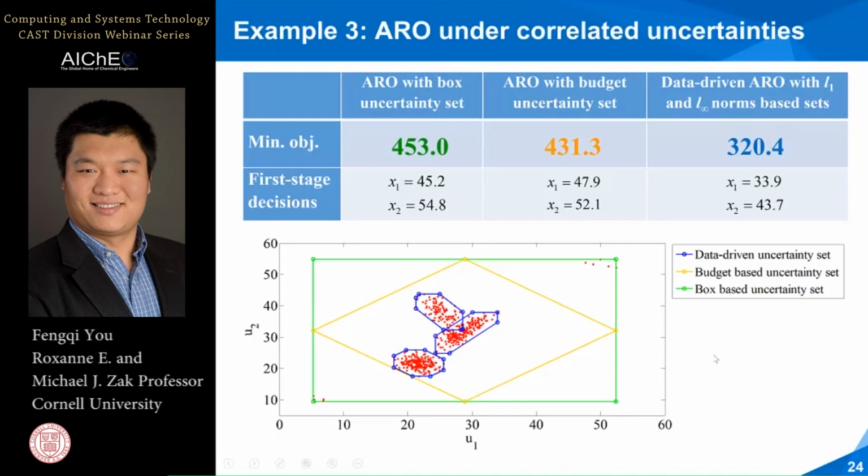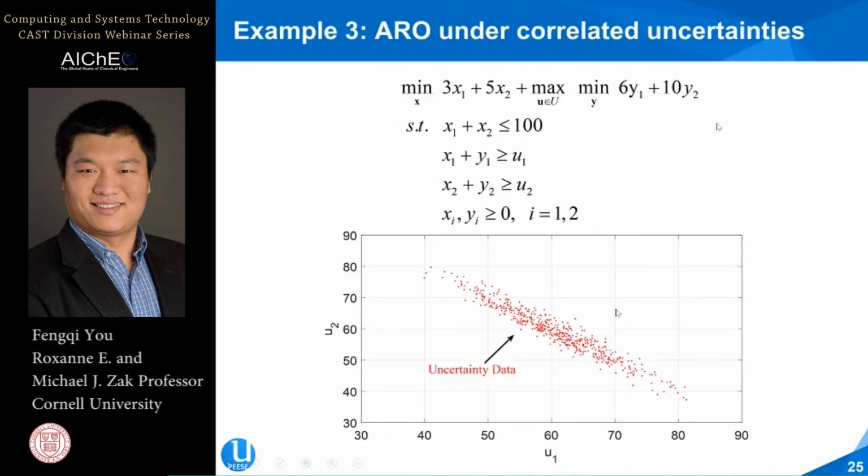Another example, still looking at the same problem, but just changing the data. That's what data-driven is all about. Change the data and see how it looks. In this case, you can see the data is more like a Gaussian distribution and quite correlated, because you can see U1 increase and U2 decrease. Somehow correlated in certain ways.